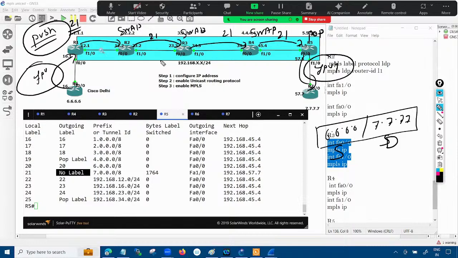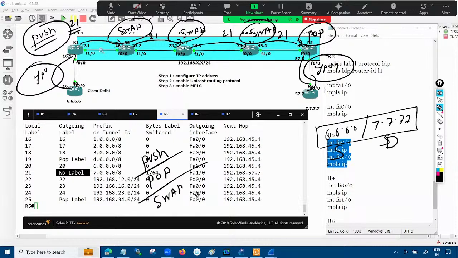So in the complete service provider network, push is inserting the label, swap is replacing the label with another label, and pop means removing the label and sending the normal packet. That's the three operations we are doing in normal MPLS. That's your MPLS, guys.